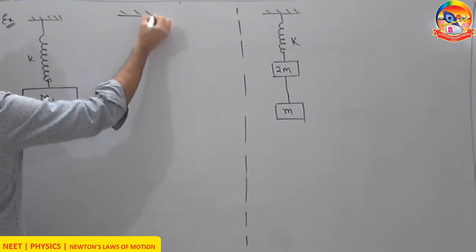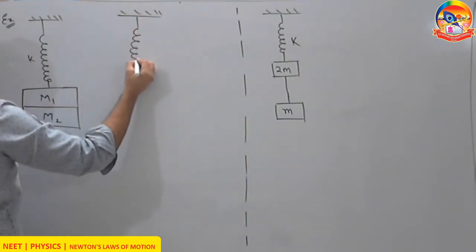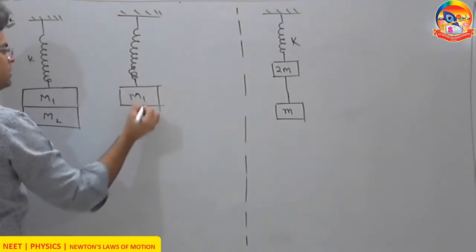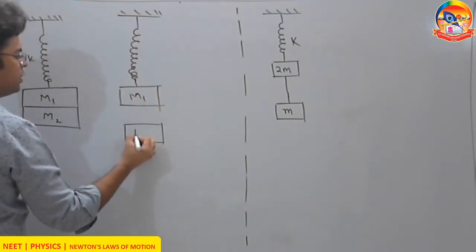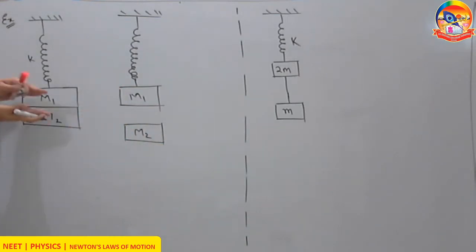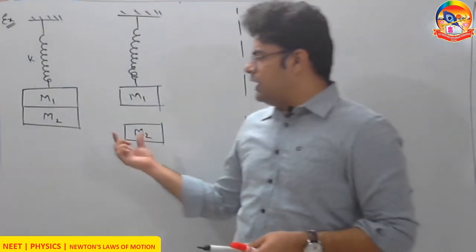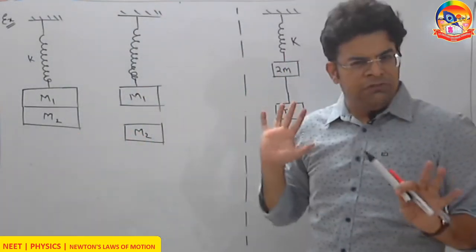So as soon as the mass m2 leaves the system, you have to tell what will be the acceleration of m1 and what will be the acceleration of m2 just after the joint between them breaks. Now this is a very simple question. Telling the acceleration of m2 is very easy.